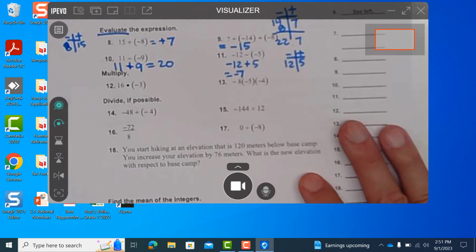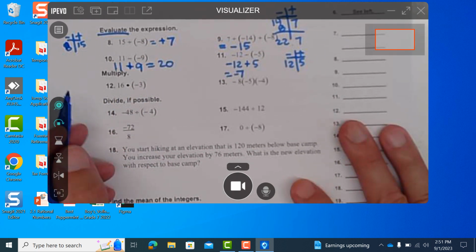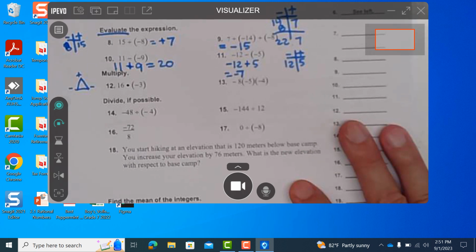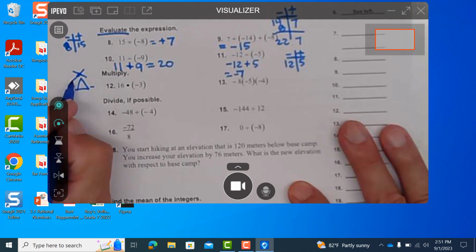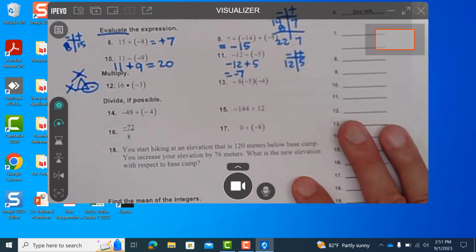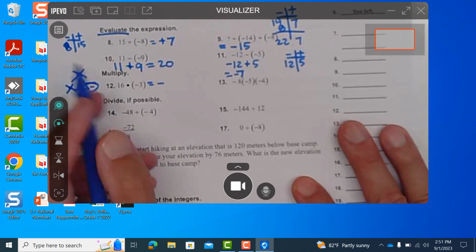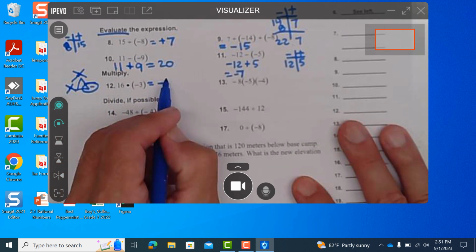Multiply. So 12, we're going to multiply 16 and -3. What we taught you guys is to use the triangle with 2 negatives at the base and positive at the top. 16 is positive, we cross off the positive. 3 is negative, we cross off the negative. That leaves a negative sign behind, which makes the sign of our answer negative. 16 times 3 is 48.